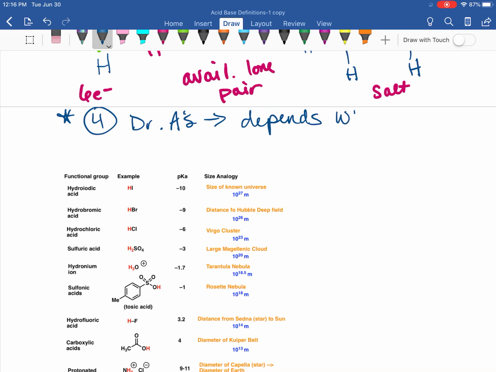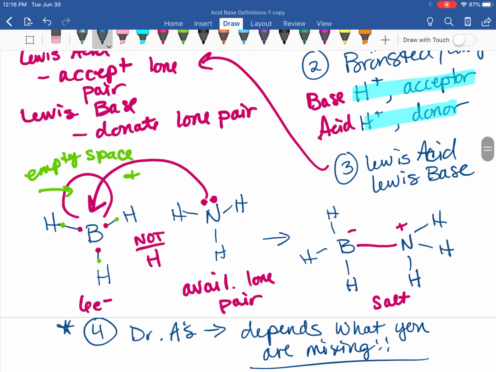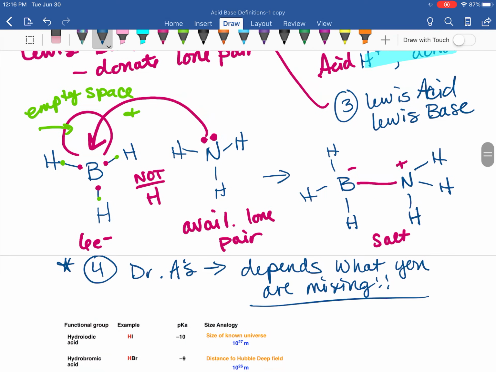It depends what you're mixed with. At the end of the day, we are going to scramble all kinds of stuff and mix it together. And what really determines what's an acid or a base is really what you mix together and which one's stronger than the other.